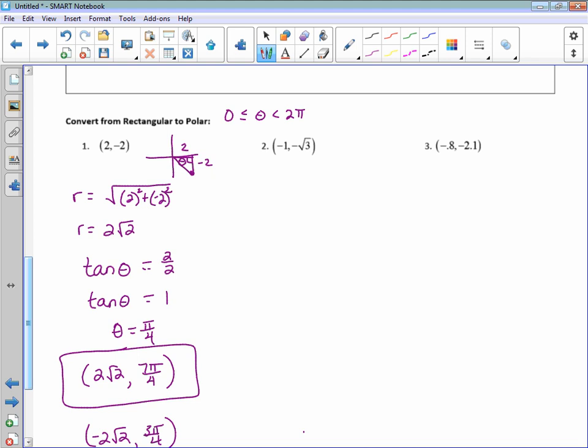How are we doing on number 2? Don't do 3 yet. I'm going to give you specific instructions on 3. I know you really want to do 3.